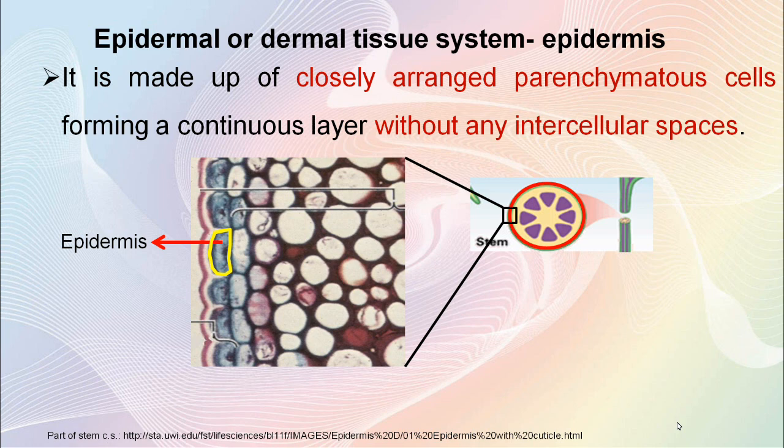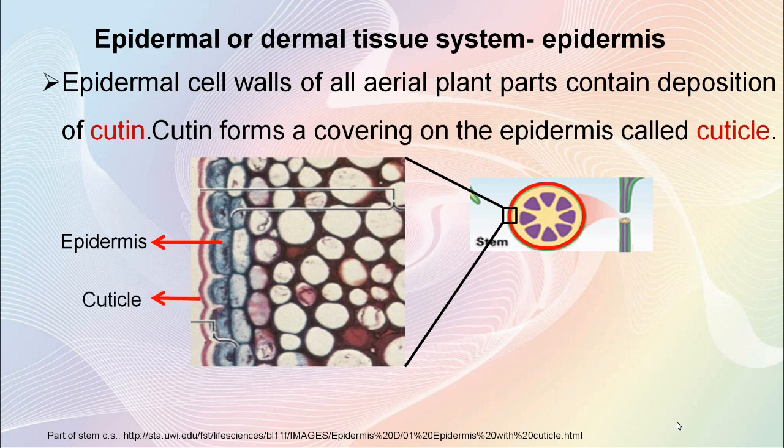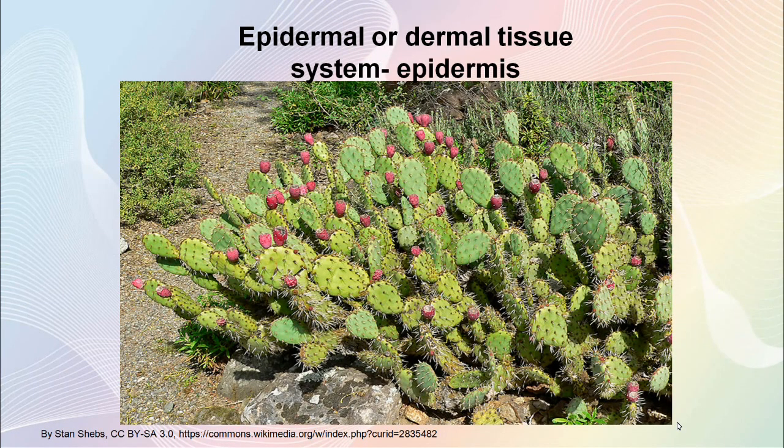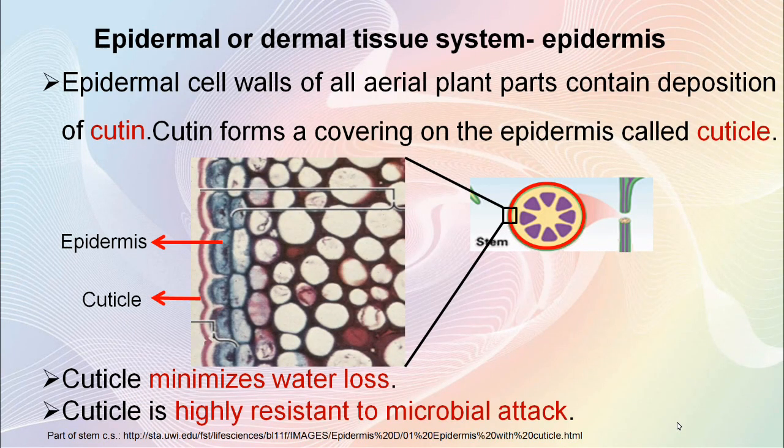The walls of the epidermal cells of the aerial plant parts, that is all plant parts except roots, contain deposition of cutin. Cutin forms a covering on the epidermis called cuticle. The cuticle is a protective layer which minimizes water loss. Now just think about the cacti plants growing in dry habitats like deserts. To reduce water loss, these plants have very thick cuticles. Cuticle is highly resistant to microbial attack also.